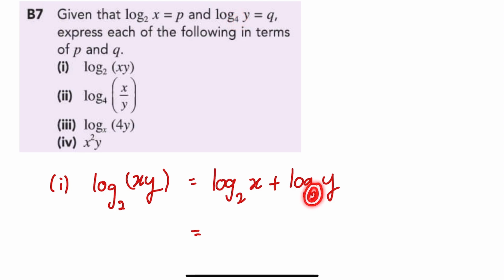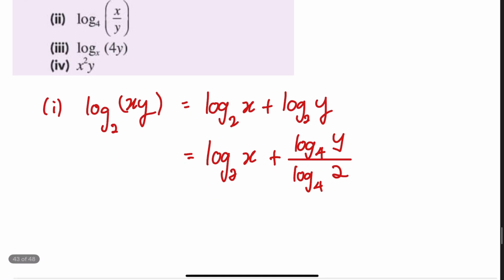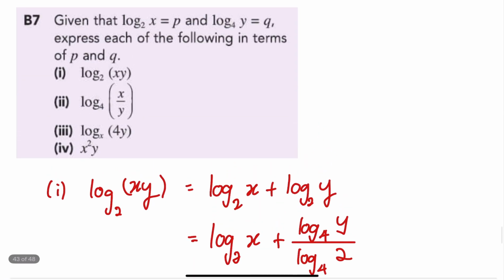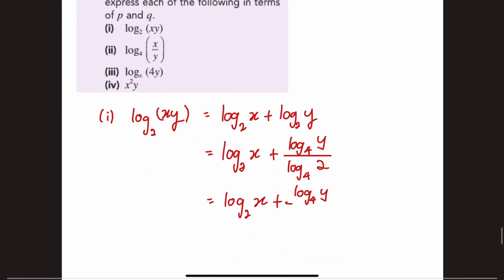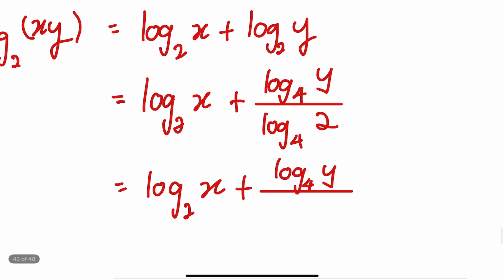I have a base 2 over here, so I must turn this to base 4. So by change of base formula, log base 2x plus log base 4y over log base 4(2). Okay, continue simplifying. Log base 4y, I know that this is already q, but log base 4, in order to get 2, I must have a square root of 4. So that means in order to get 2 here, I must have 4 power half. So in this case, it will be a half.